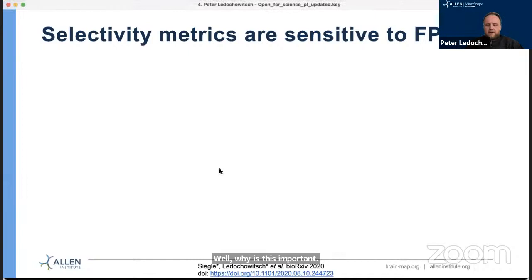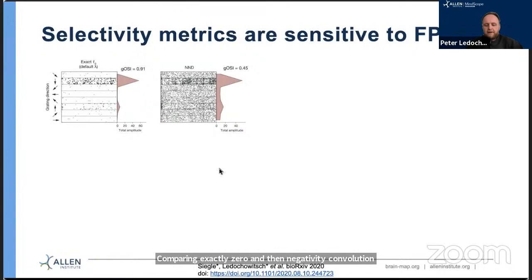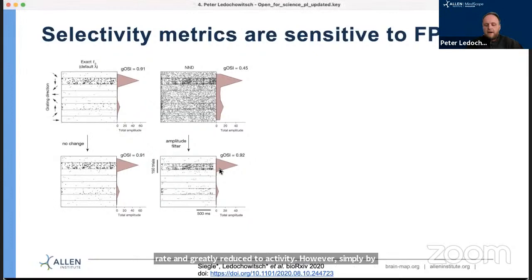Comparing exact L0 and non-negative deconvolution on the same example neuron, we find the same preference, but because of the much higher background event rate, a greatly reduced selectivity. However, simply by applying an appropriate threshold on the NND event magnitudes, we can recover the exact same selectivity results as we got from L0.